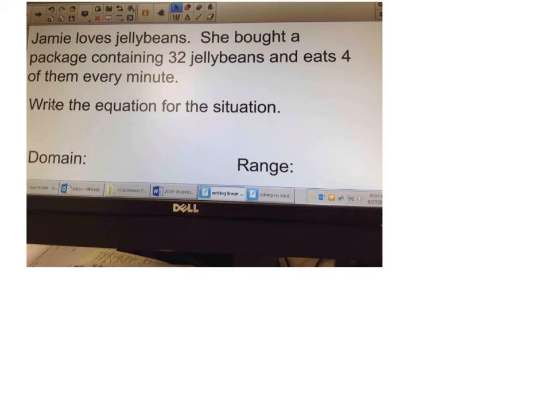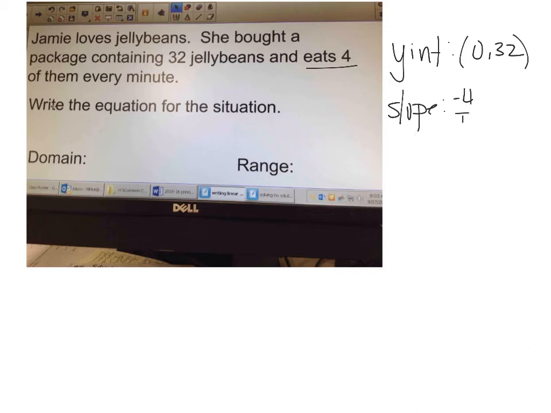So let's see. The y-intercept is how many jelly beans she started with, which is 32. And the rate of change, let's see, she's eating them, so that means the number of them are decreasing. So she has 4 less jelly beans every 1 minute. So the equation would be y equals -4 over 1x plus 32.